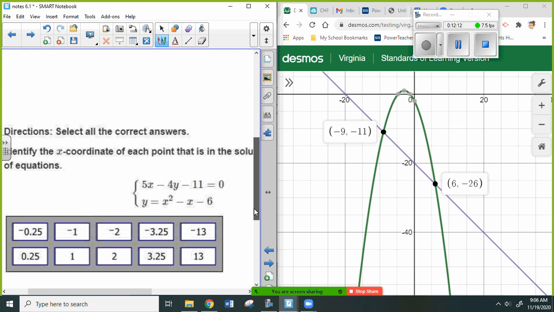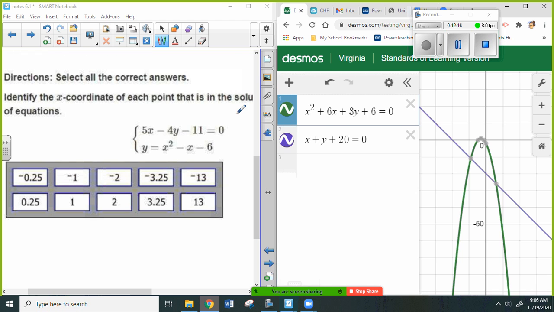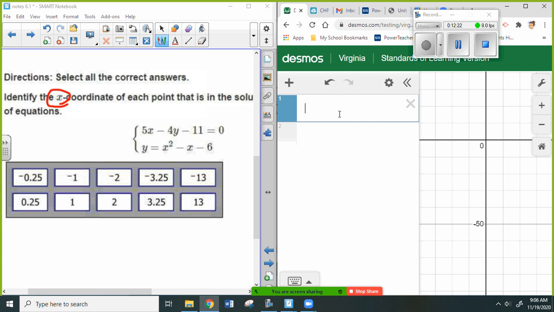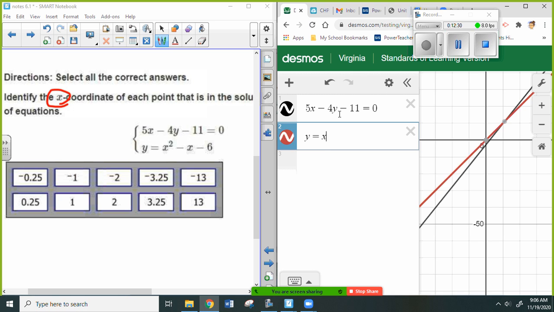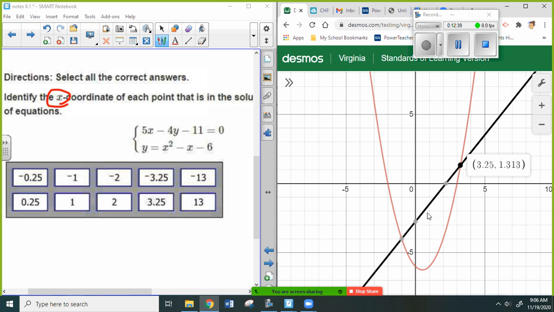The last one I have is a similar type SOL question, but this time it asks for the x coordinate only. So we're going to type in our 2 different lines. I might hit home to make it bigger and then click on my 2 points.